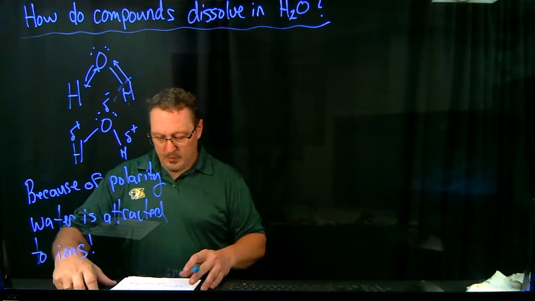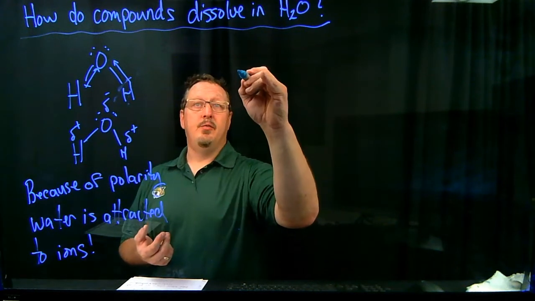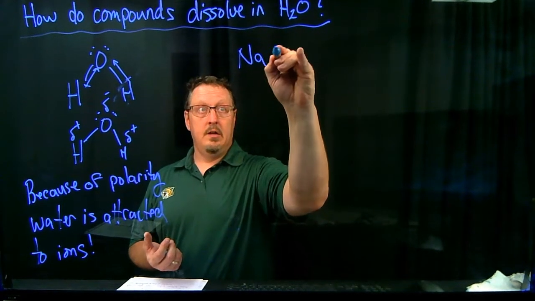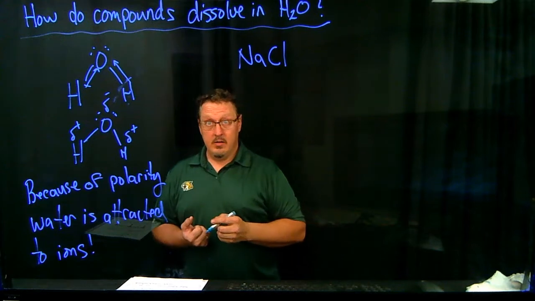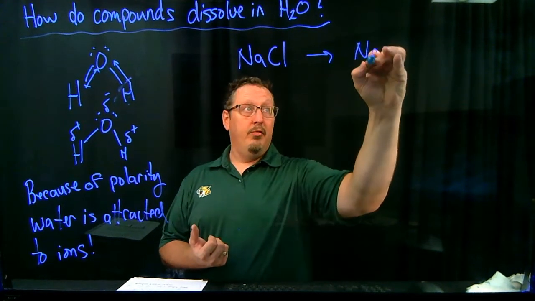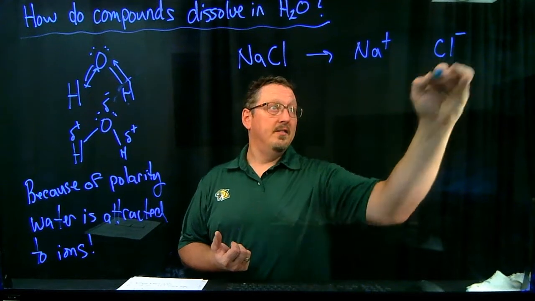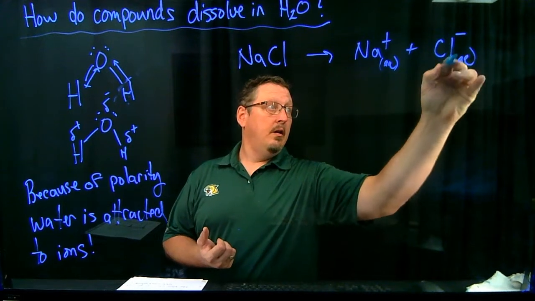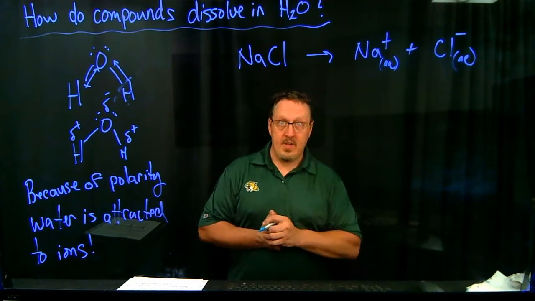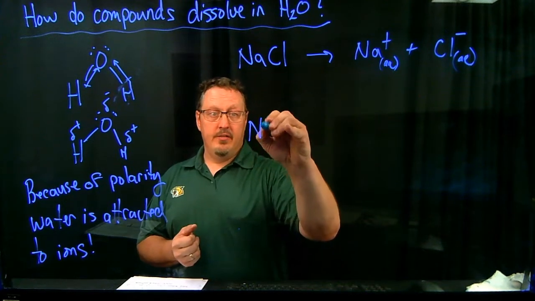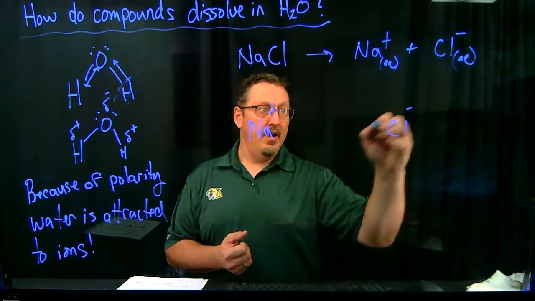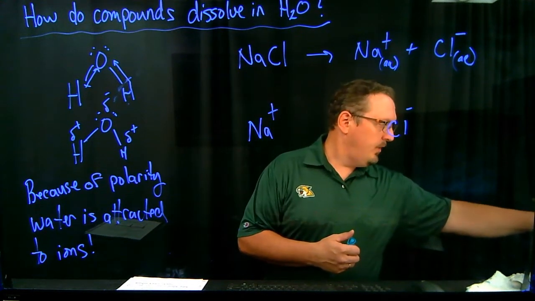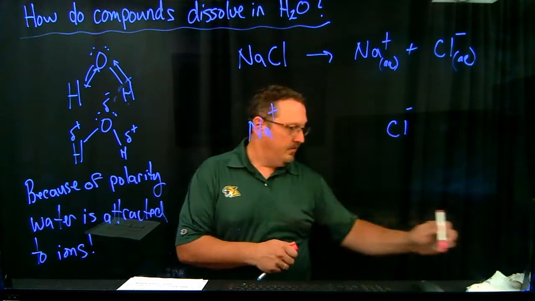Okay, and so what happens is, if we take sodium and chlorine, so we take NaCl, and when NaCl hits water, it breaks apart into an Na+ ion and a Cl- ion. Okay? And we would say that this is aqueous if we were to write it that way. Now, imagine, if you will, that you have a sodium ion chilling here and a chlorine ion chilling here.